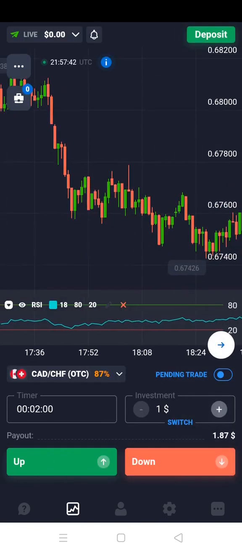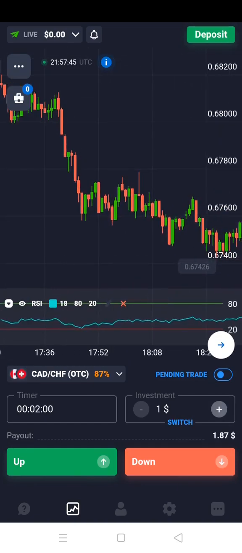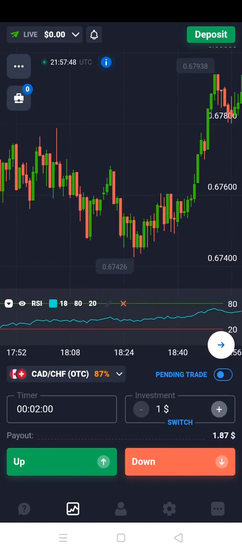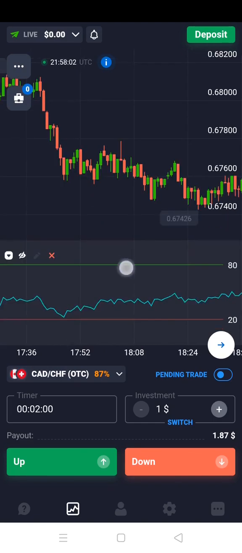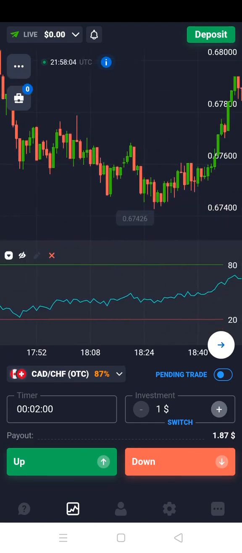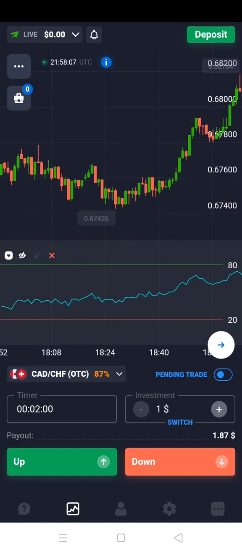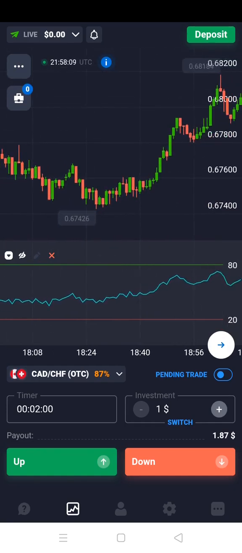So this is where you find your oscillators below the candlesticks. So it shows us support area and resistance area. So this is where we have our support area or oversold area. This green line here represents our overbought areas or resistance area. So please take note of that.